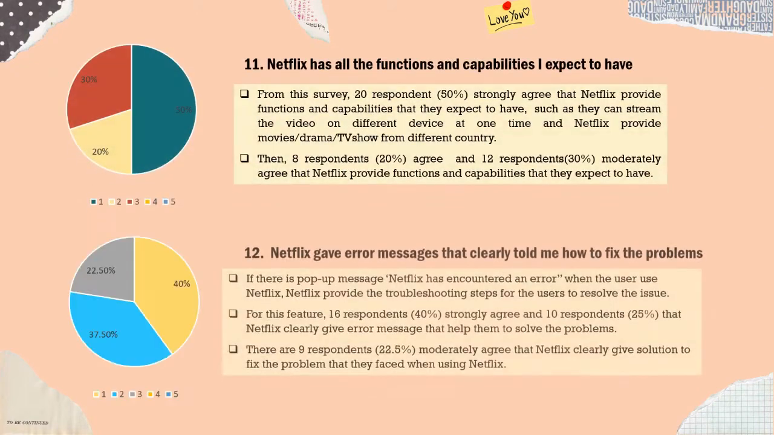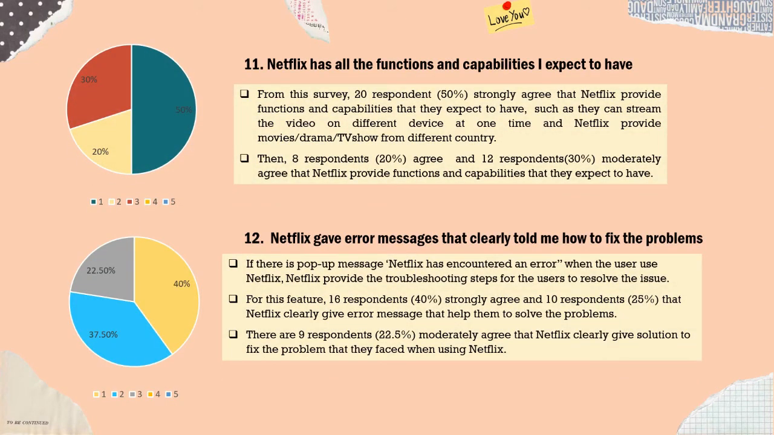From this survey, 20 respondents, which is 50%, strongly agree that Netflix provides the functions and capability that they expect to have, such as streaming video on different devices at one time, and Netflix provides drama from different countries. And only 12 respondents, which is 30%, moderately agree that Netflix provides the functions and capability that they expect to have.